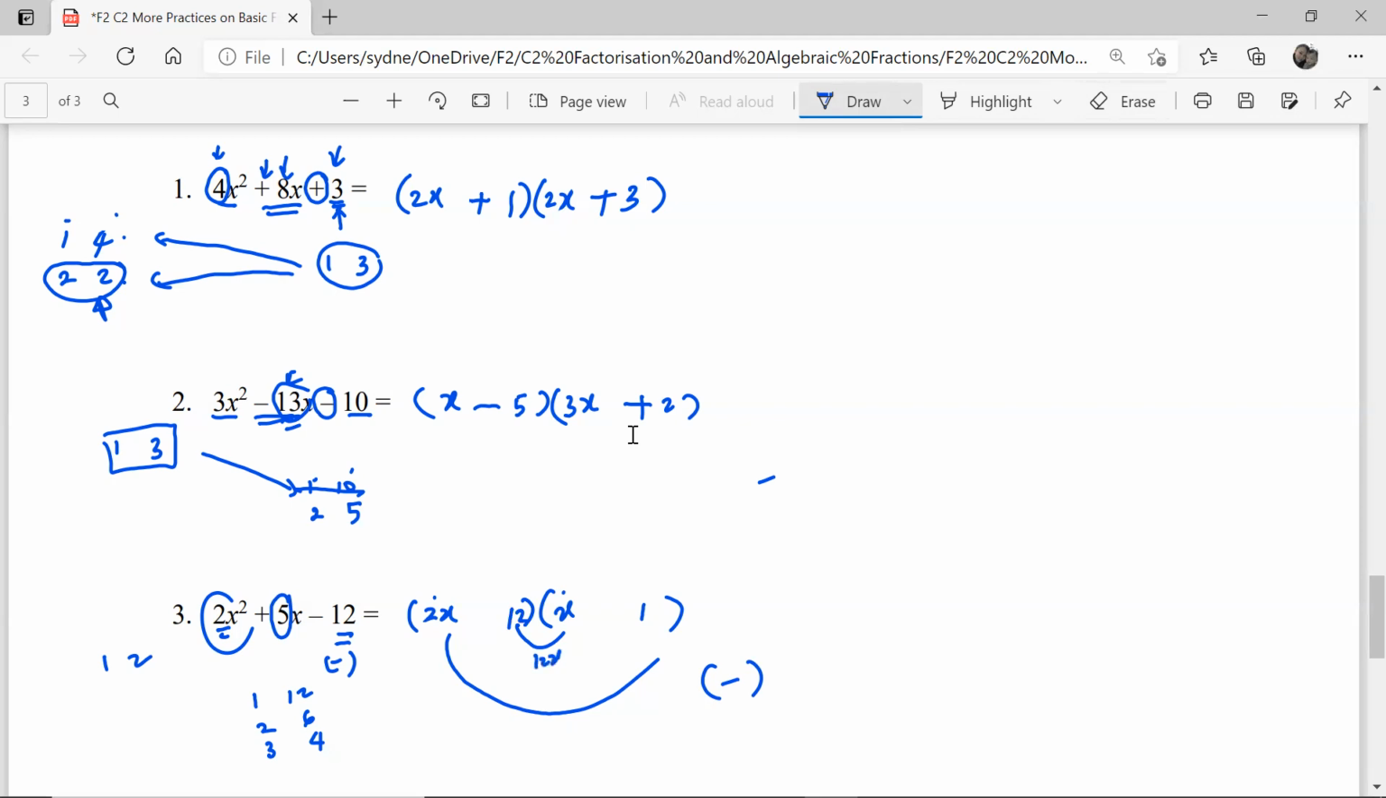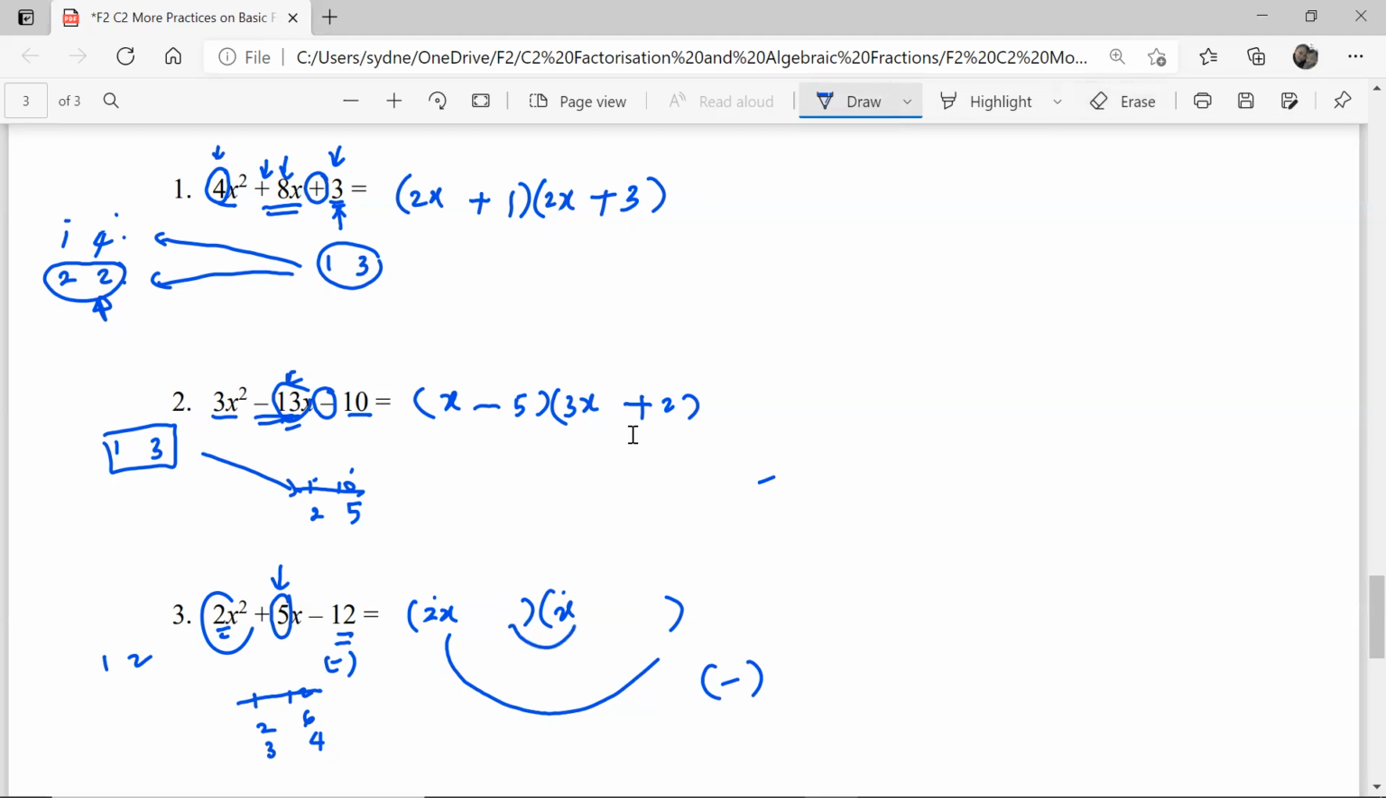Then I will have 12x and 2x. After I minus, I still get 10x. I want 5, not 10. So that means 1 and 12 is not applicable here. So let's erase it away. Next.